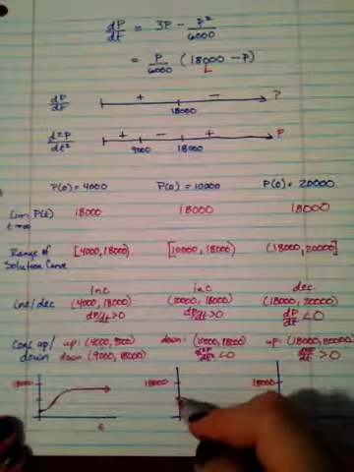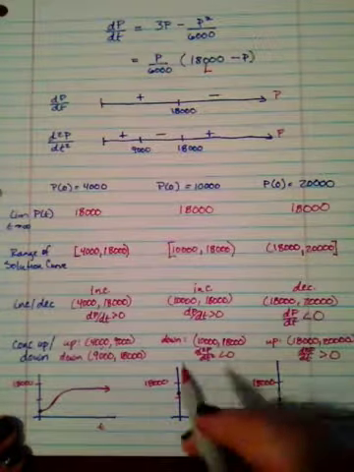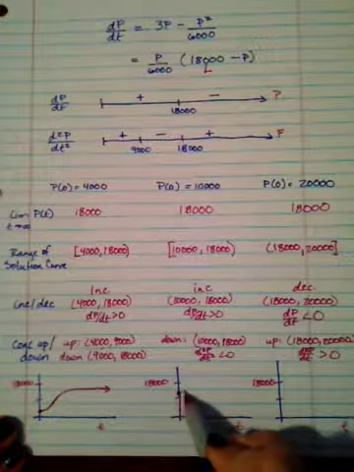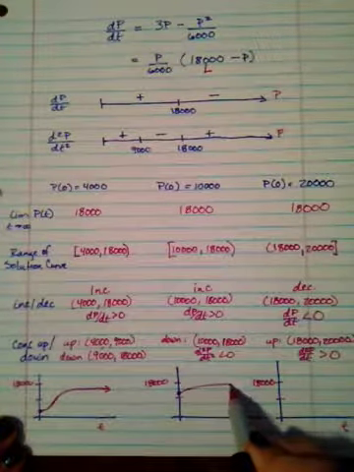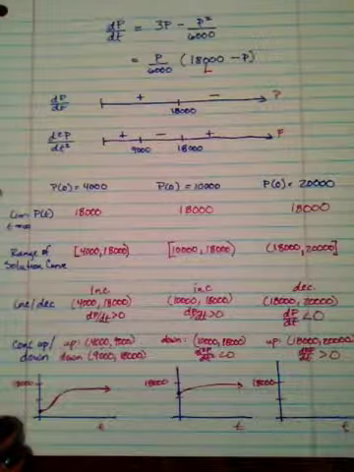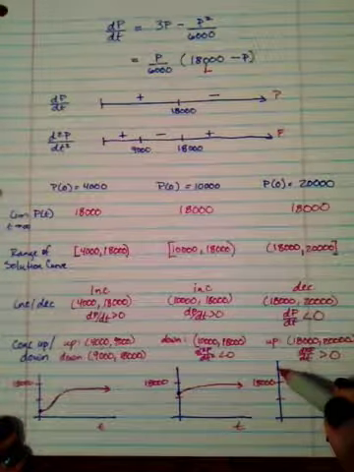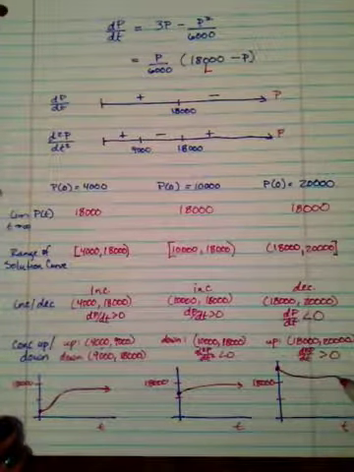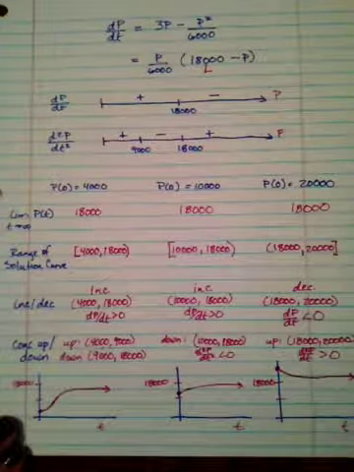If I start at 10,000, it's going to be increasing the whole time up to 18,000, but it will be concave down. So it's flattening out. If I start above 18,000, it will be decreasing but concave up. It's headed towards my carrying capacity.